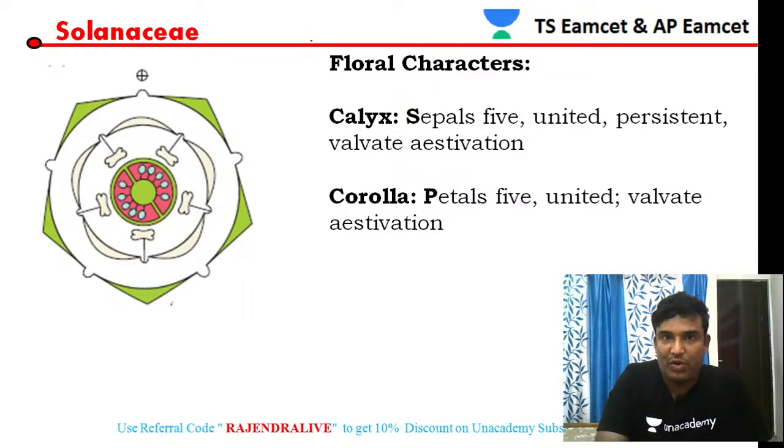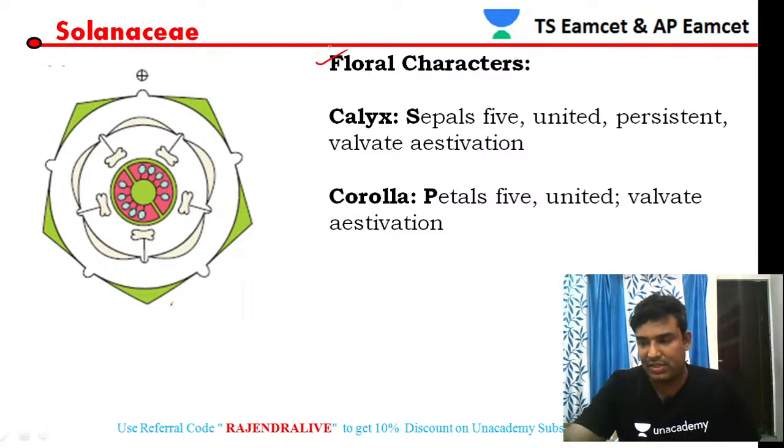Then let us see some floral characteristics. Students, go through the diagram for a minute. We will discuss the floral characteristics.